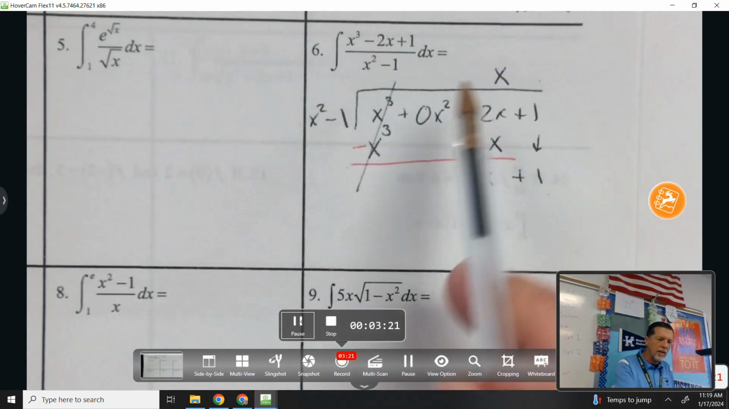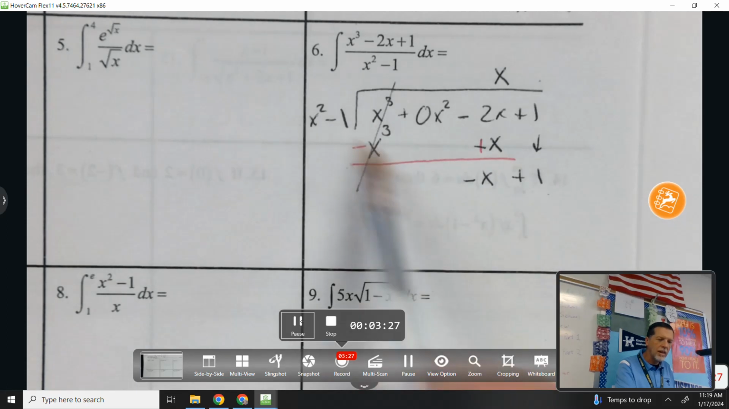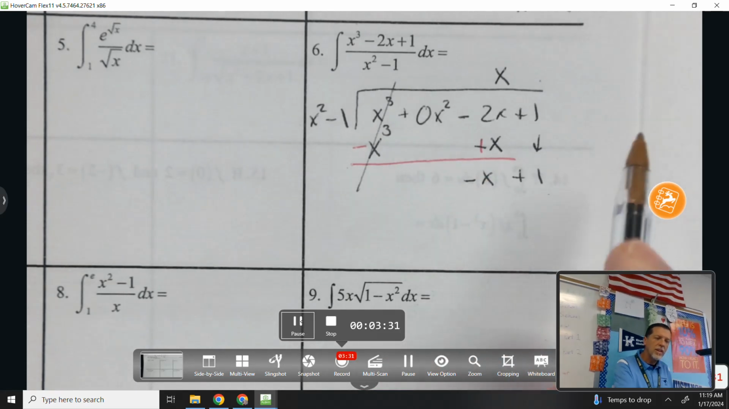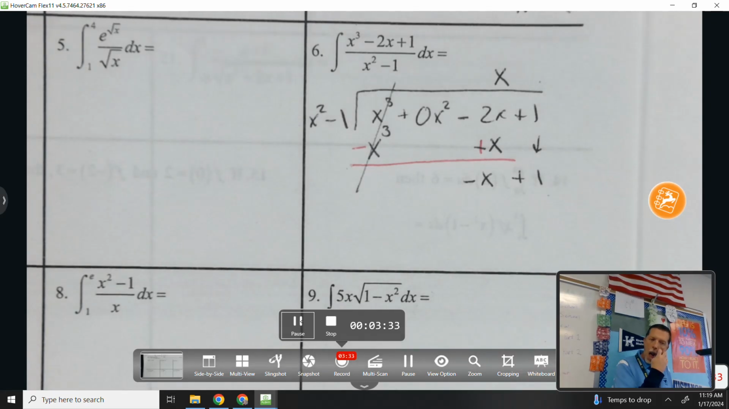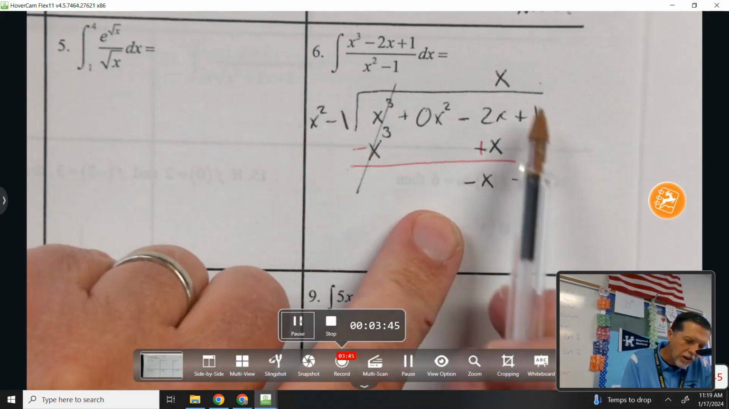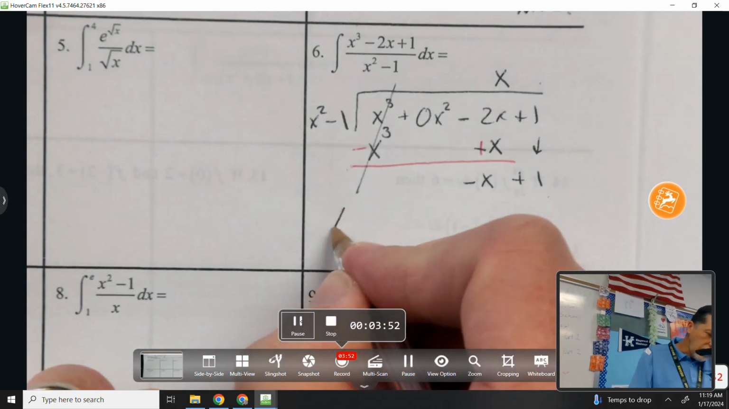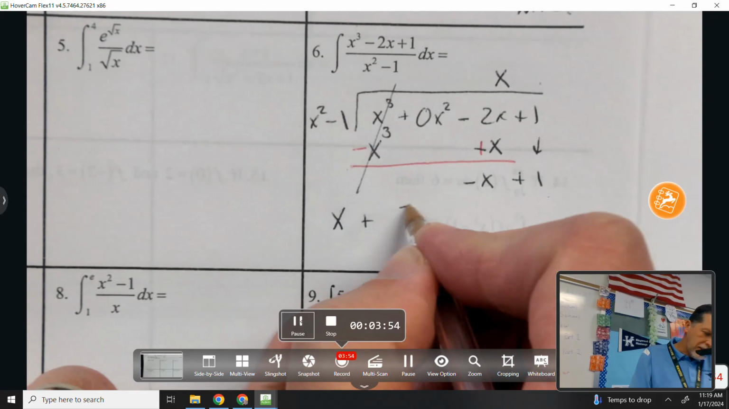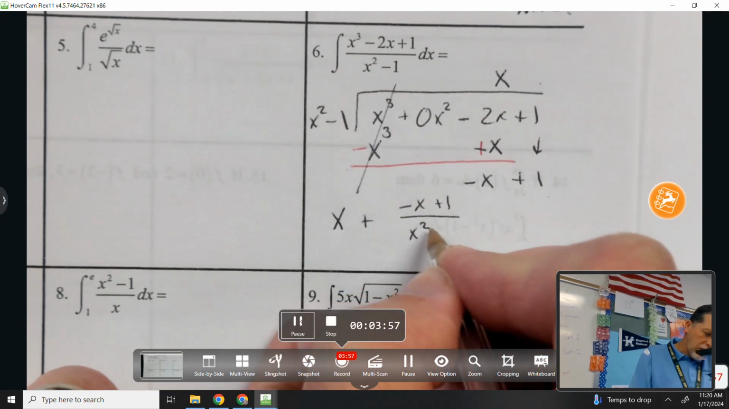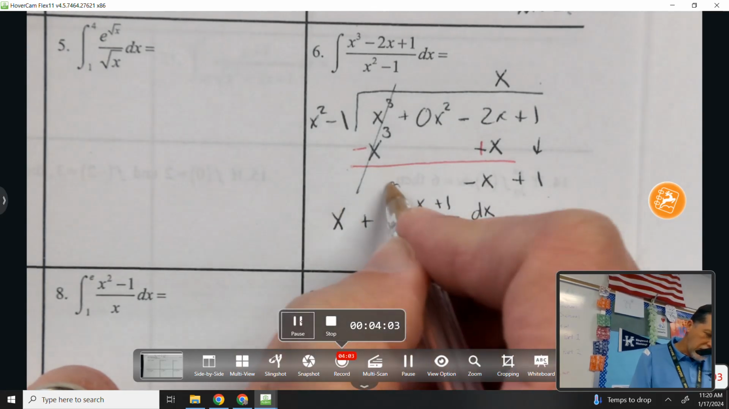And then something times x squared minus 1 is supposed to give me this. No, that doesn't work. So that's the remainder, which we'll put over x squared minus 1. Now, did I do something wrong here? Because this is not working like I want it to work, I don't think. So x plus negative x plus 1 over x squared minus 1. Whoops, I shouldn't put that there. I should put it all the way at the beginning.